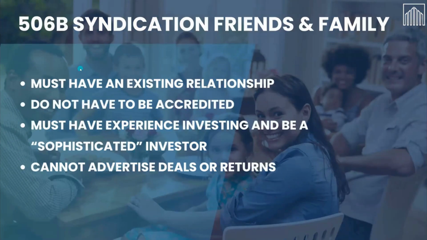All right. We're going to be talking about 506B syndication. So there are different vehicles depending on who you're raising money from, and this is straight out of Regulation D from the SEC. 506B means, in order to raise capital, if you set up a 506B syndication, you have to have an existing relationship. 506B means you're going to raise from friends and family, people that you have an existing relationship with. They don't have to be an accredited investor.